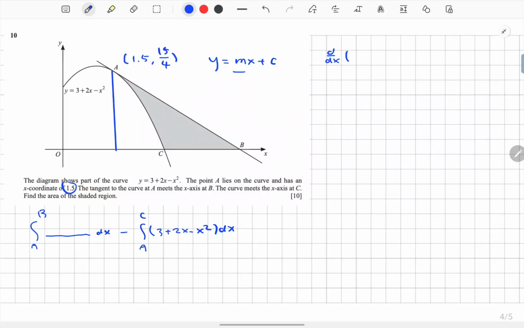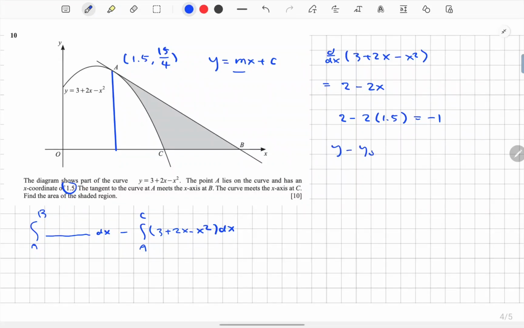dy/dx of 3 plus 2x minus x squared. Differentiating 3 gives us 0, so we don't write it. Differentiating 2x gives us 2. Differentiating minus x squared gives us minus 2x. So we'll plug 1.5 into our x. So 2 minus 2 times 1.5. This equals minus 1.